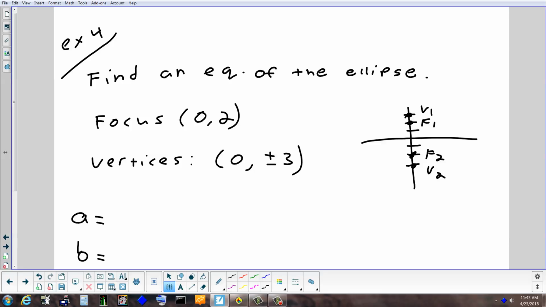Remember that the foci are always inside the ellipse. Okay? If this is your ellipse, the foci are 2 points inside. The vertices are on the outside. So the center of that one should be 0, 0. The center is 0, 0.